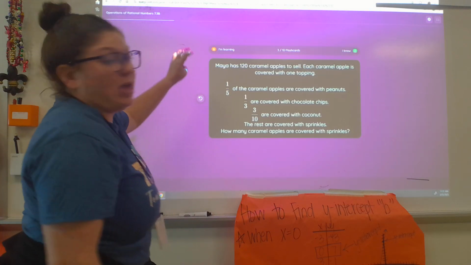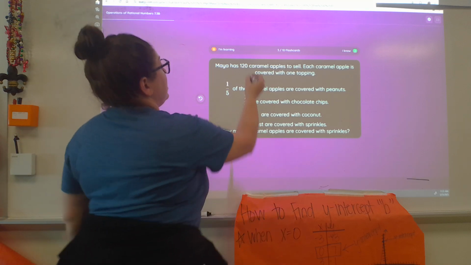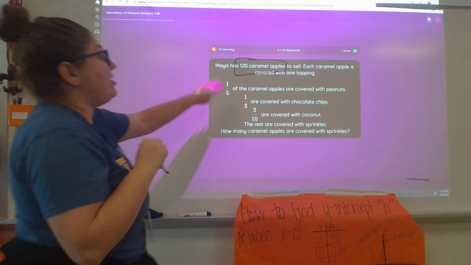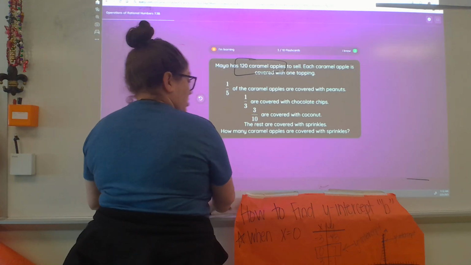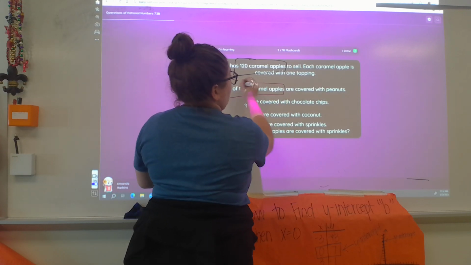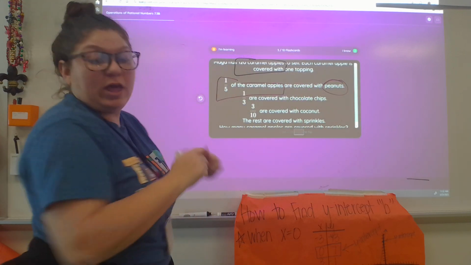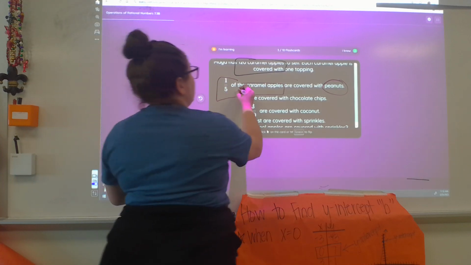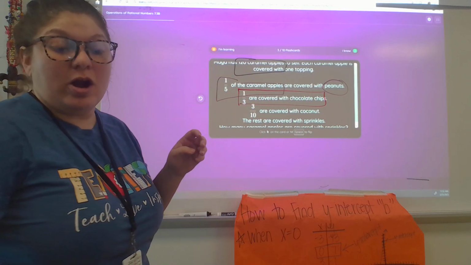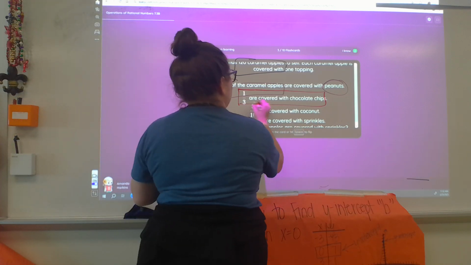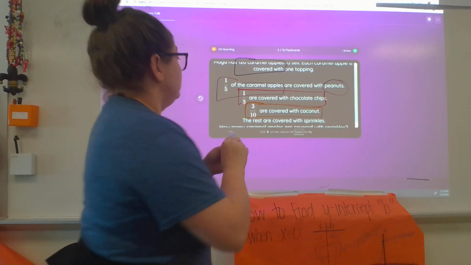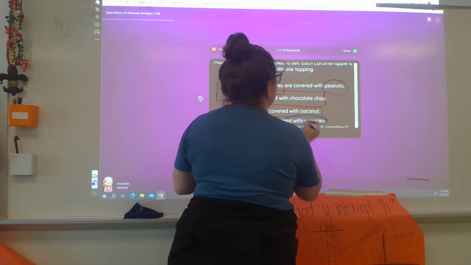I'm sorry, guys. Okay, Maya has 120 caramel apples. Each caramel apple is covered with one topping. 1/5 is caramel with peanuts. Okay, 1/3 are covered with chocolate chips, and 3/10 are coconut. The rest is with sprinkles. They want to know how many are sprinkles.